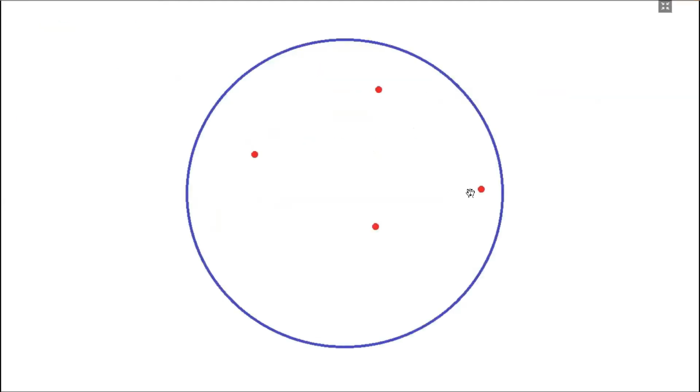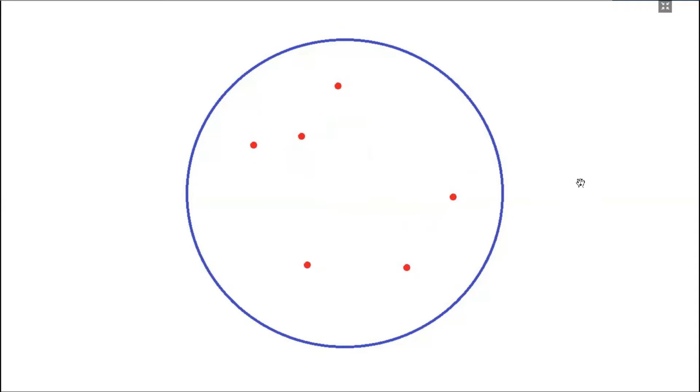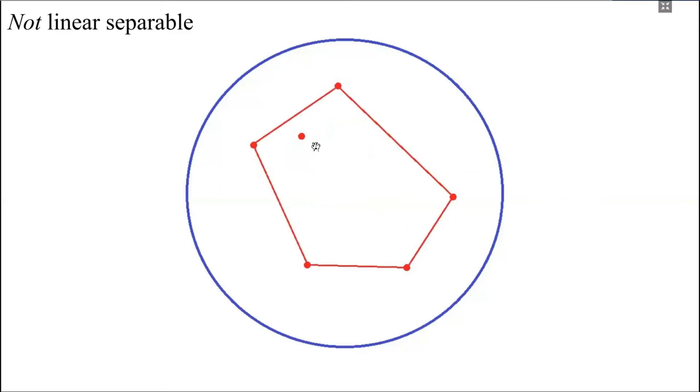Let's consider 4 random points in the disk. These 4 points are linear separable. All these points are vertices of their convex hull, and each point can be separated from all other points by a hyperplane, by a line. If we consider, for example, the following 6 points, they are not linear separable because this point is inside the convex hull of all the points, and this point cannot be linearly separated from all other points.